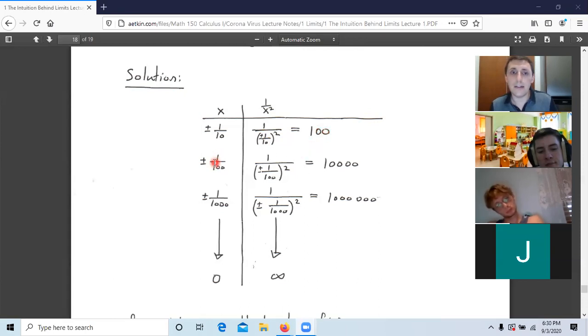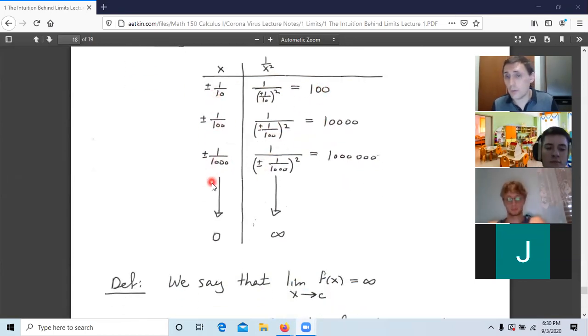Similarly, here I have 1 over 100. If I plug it in, I square it, it ends up being 10,000. And if I put 1,000, I get 1,000,000, and so on. And what you can see is that as I approach 0 from either left or right, I'm getting very large values.